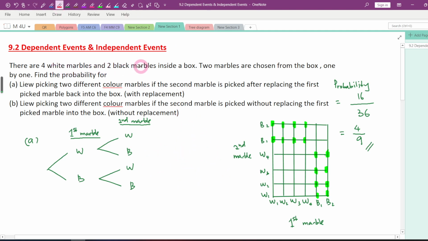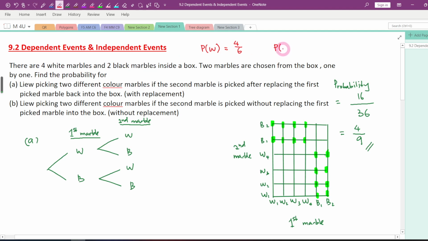There are 6 balls inside the box. What is the probability of getting a white, not ball, sorry. There are 6 marbles inside the box. What is the probability of getting a white marble? It will be 4 over 6, right? 4 white, total 6. So it will be 4 over 6.